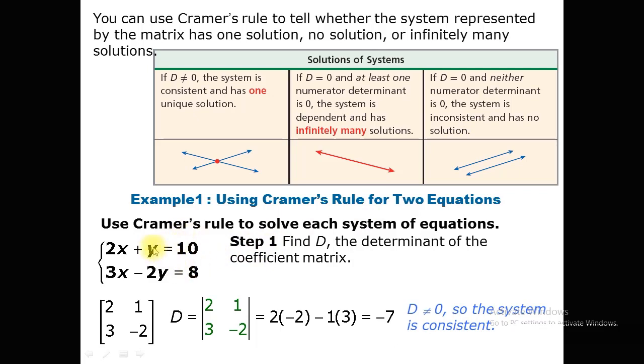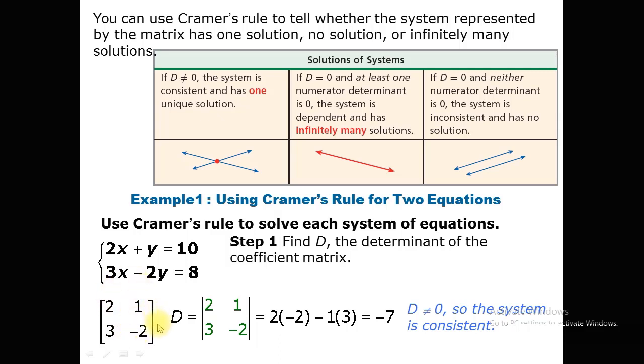Suppose we have a system of two equations, 2x plus y is equal to 10 and 3x minus 2y is equal to 8. First of all, construct the coefficient matrix. This is the coefficient matrix. In the first equation we have the coefficients 2 and 1, and in the second equation we have the coefficients 3 and minus 2. So the coefficient matrix contains the entries 2, 1 in the first row and 3, minus 2 in the second row.